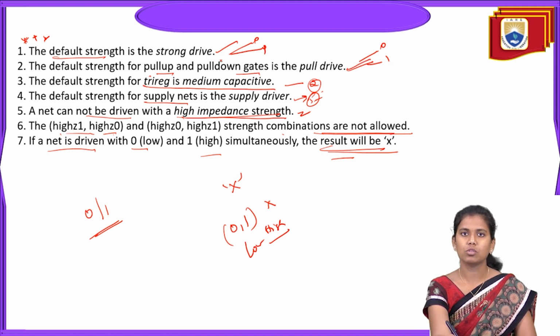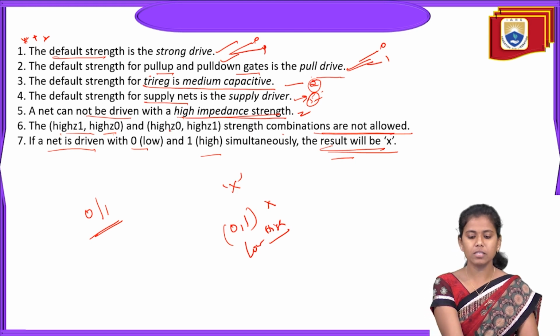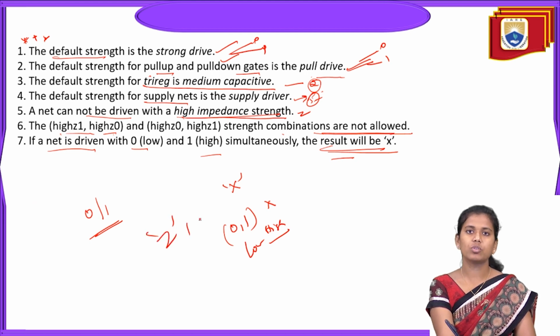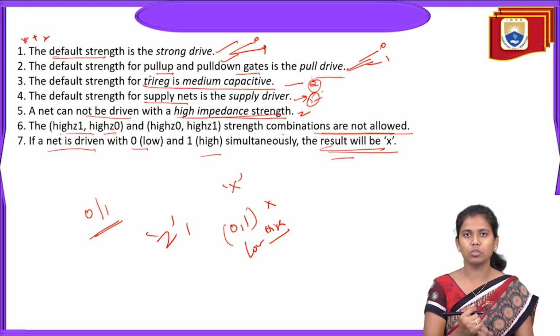Here we have the strong drive, based on the strong signal, that is 0 or 1, and pull drive based on the pull-up and pull-down gates. The keywords used under the pull drive are pull 0 and pull 1, and the medium capacitive Trireg nets have a signal level strength of 2. For the supply nets, the level strength goes with 5, and then the high impedance state. High impedance states cannot drive the net; the nets cannot give out values with respect to the input and also with respect to the output.